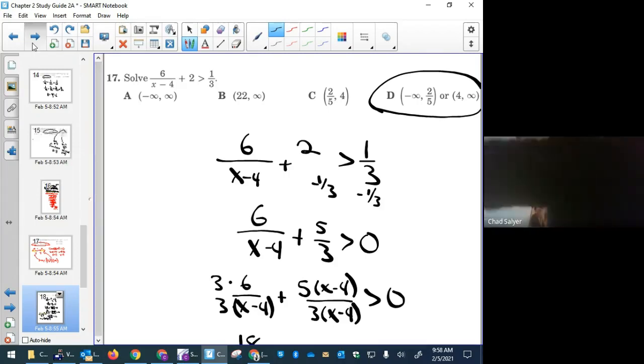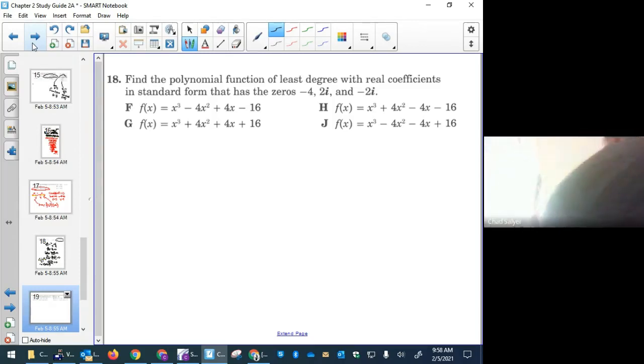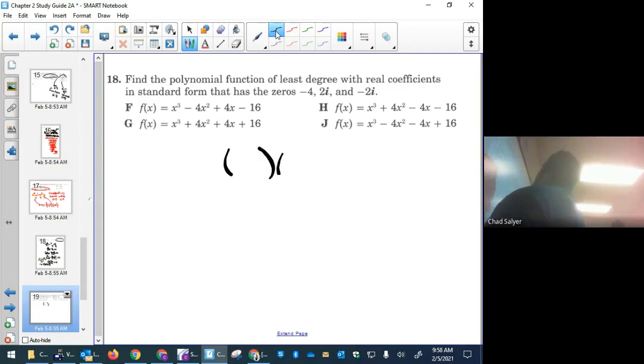All right, on to number 18. Find the polynomial function of least degree with real coefficients in standard form that have the following zeros: -4, positive 2i, negative 2i. We have imaginary solutions, but they're in conjugate pairs, so we need to consider any others.